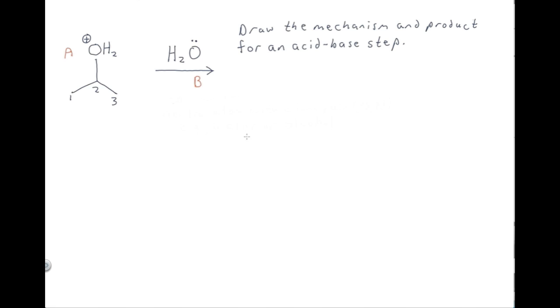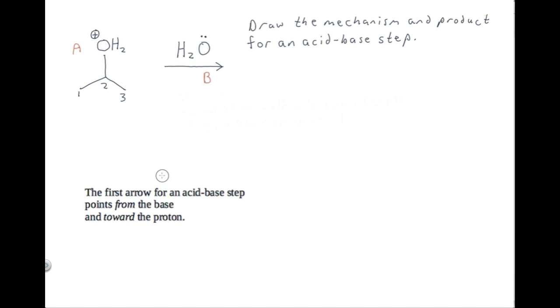Now comes the really tricky part for most students, drawing the electron pushing arrows. Most students have a real hard time drawing the electron pushing arrows. I hope it wasn't too hard for you, though. Remember, we've learned how to do that. We kind of memorized what the first arrow looks like for an acid-base step. We memorized that the first arrow points from the base towards the proton. So the arrow will start over here and point to one of these protons connected to the oxygen.